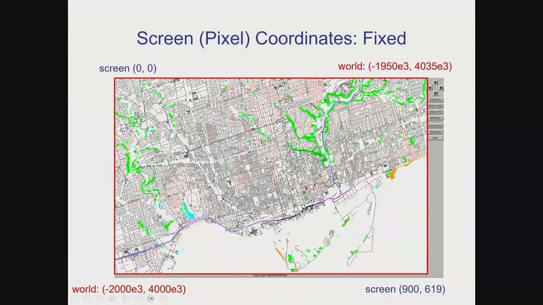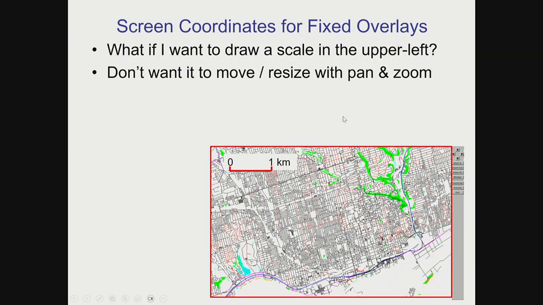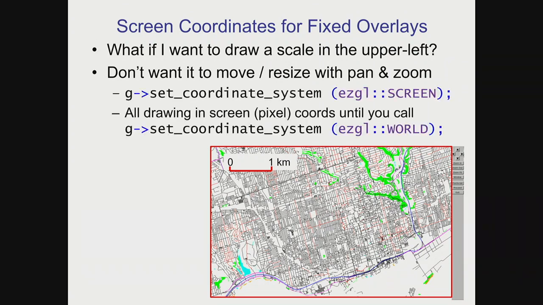And in order to draw those kinds of things, you can draw in screen coordinates. Screen coordinates means pixels. Again, top left is 0, 0. Bottom right is the biggest pixels visible, the maximum pixels that are visible for this drawing area on your current screen. And it could be useful for a scale or maybe some other types of overlays.